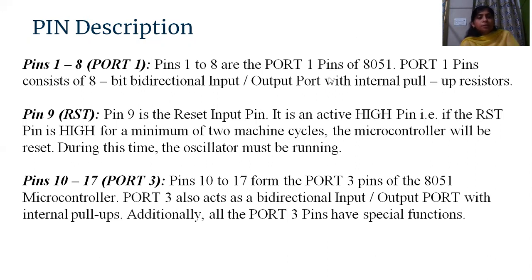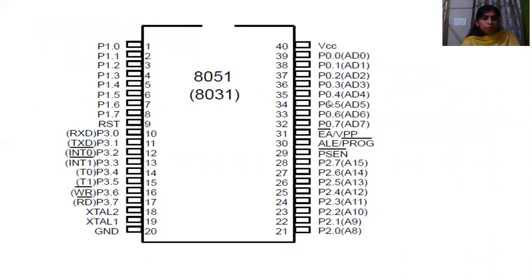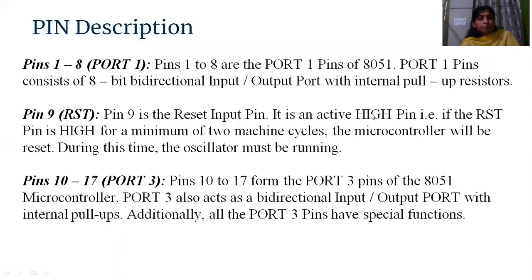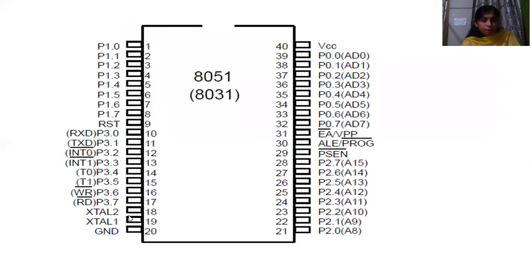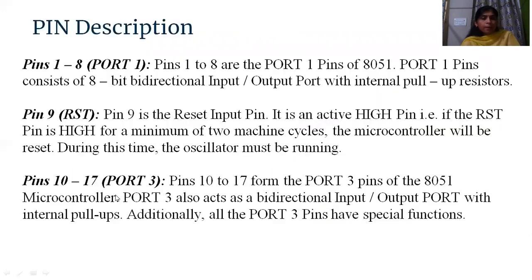Pin number 9 is the reset pin. It is an active high pin. As I have told you, the bar indicates active low pins, and without a bar it is an active high pin. If the reset pin is high for a minimum of 2 machine cycles, the microcontroller will be reset. During this time, the oscillator must be running. For the oscillator, the 18th and 19th pins are provided.